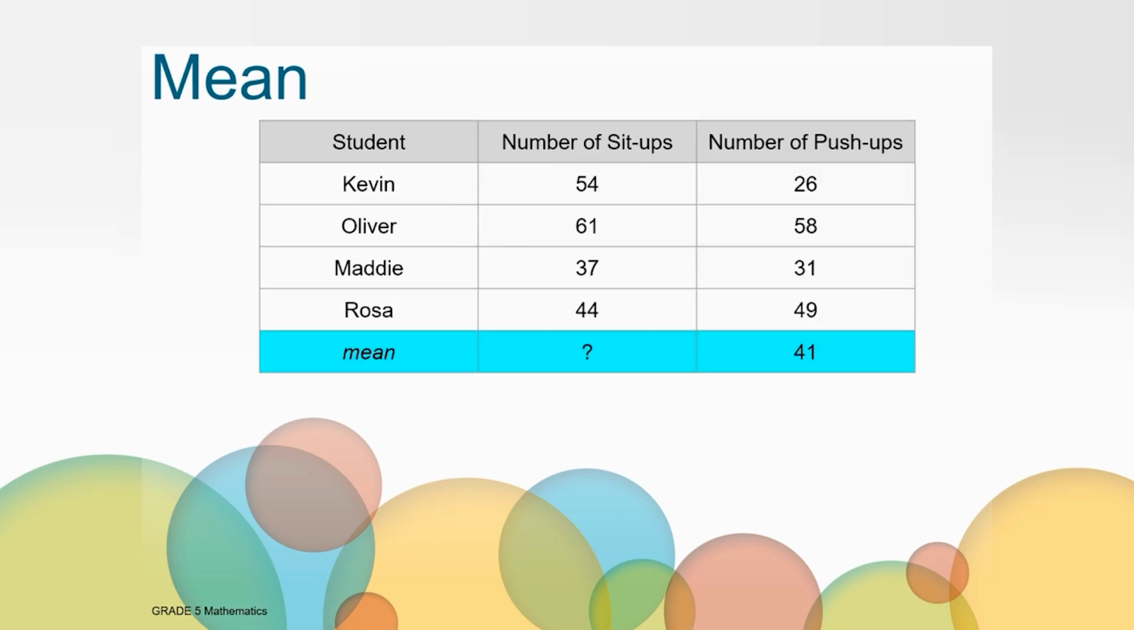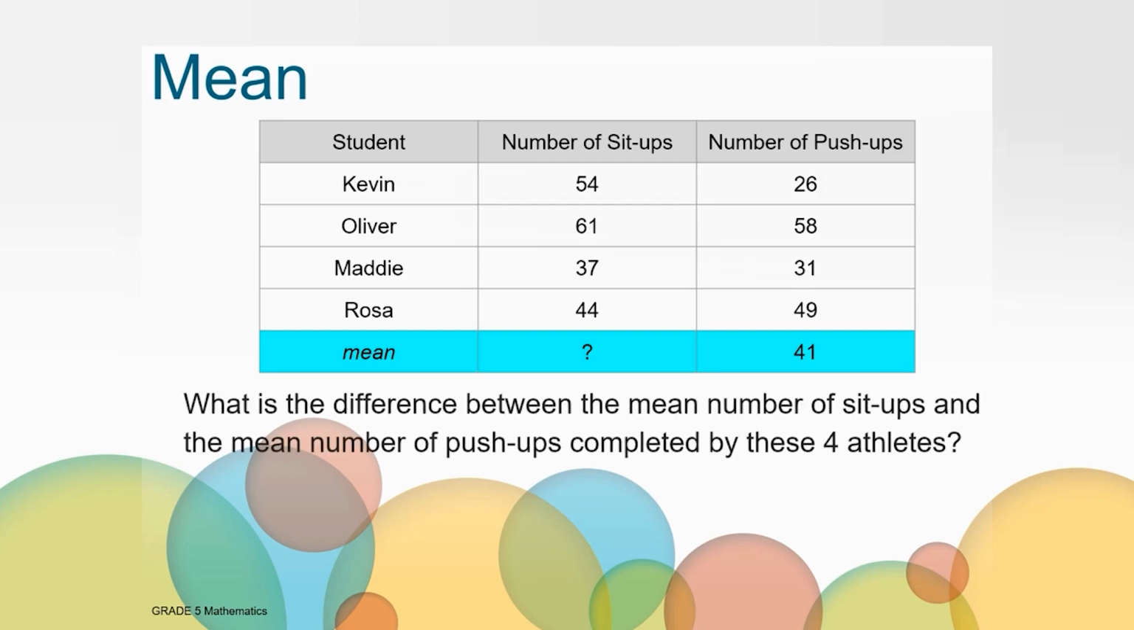Now look at the same chart again. What is the difference between the mean number of sit-ups and the mean number of push-ups that these 4 athletes completed? We already figured out the mean number of push-ups. You need to figure out the mean number of sit-ups and then find the difference between the 2 mean values.